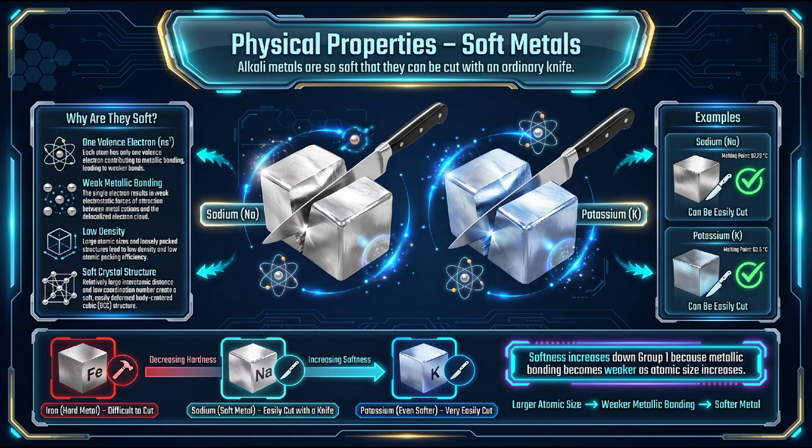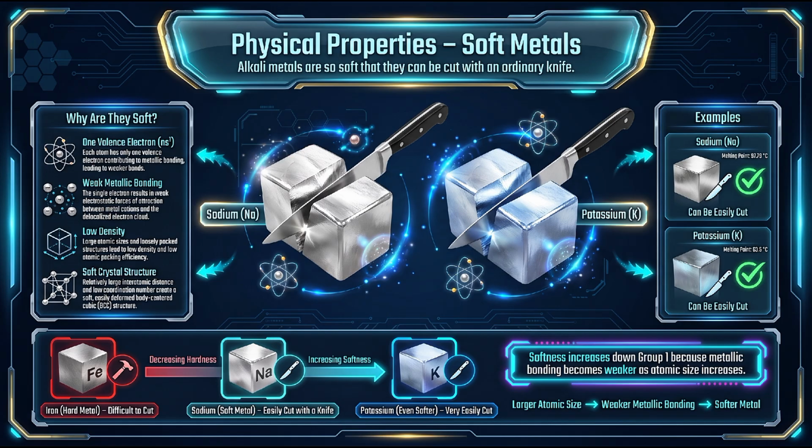This is a very unusual property because when we think of metals, we usually imagine hard and strong materials such as iron, steel, or copper. However, alkali metals behave very differently. If you place a piece of sodium or potassium on a table and carefully cut it with a knife under proper laboratory conditions, it will slice easily, almost like cutting wax or hard butter.